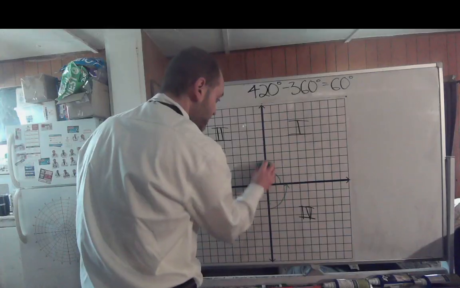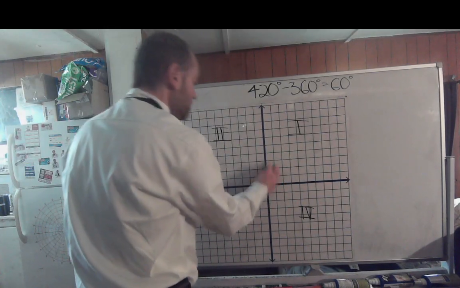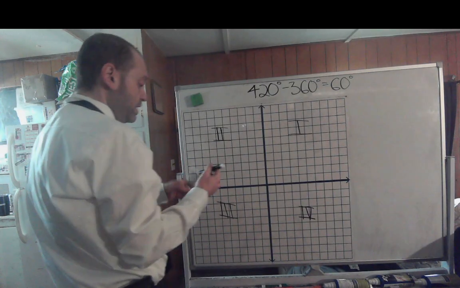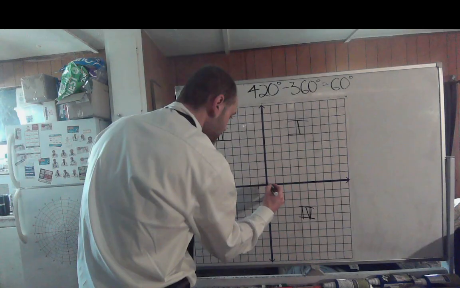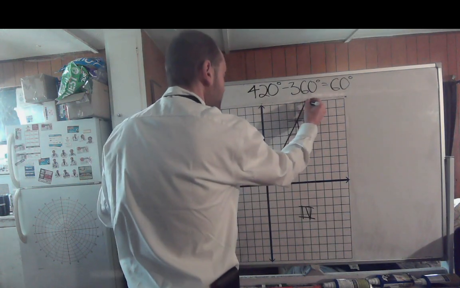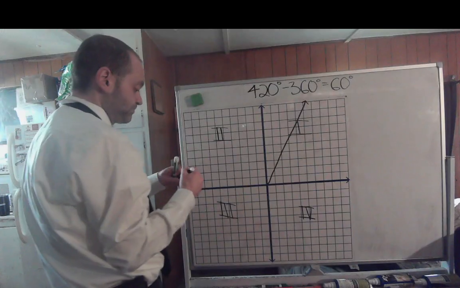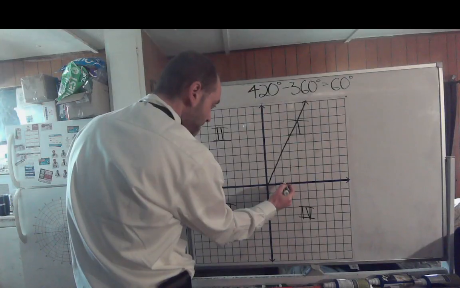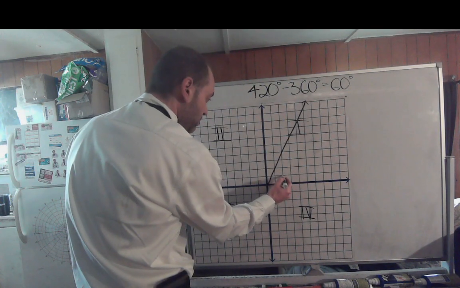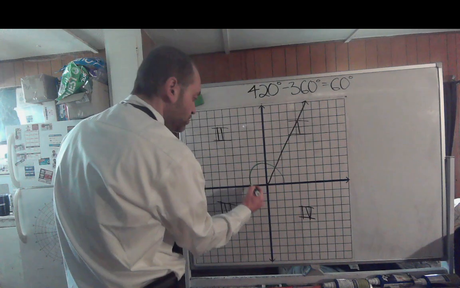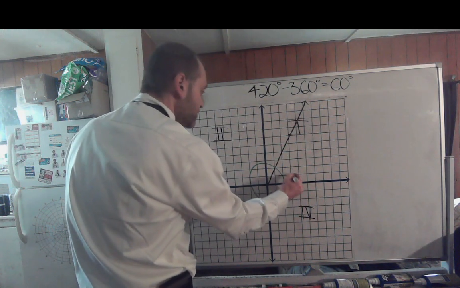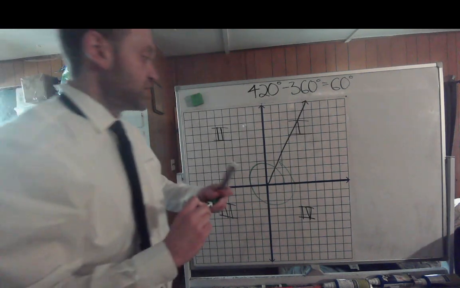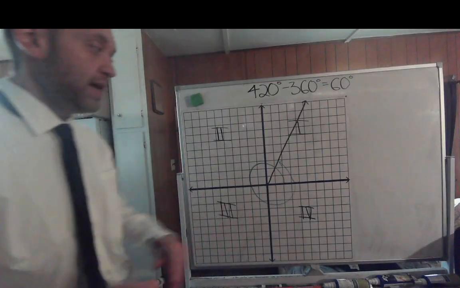So let's sketch a 420 degree angle. So we know that's going to be roughly what? A 60 degree angle there? Okay. So you're of course going to go counterclockwise. Since it's a positive angle, you go all the way around till you reach that 60 degrees again. That is going to be your 420 degree angle.